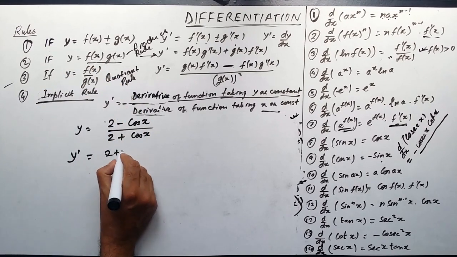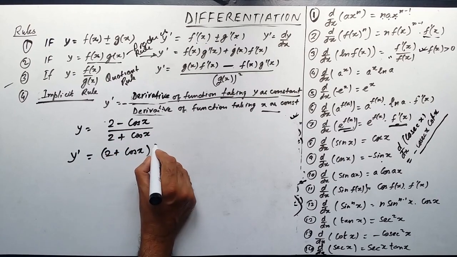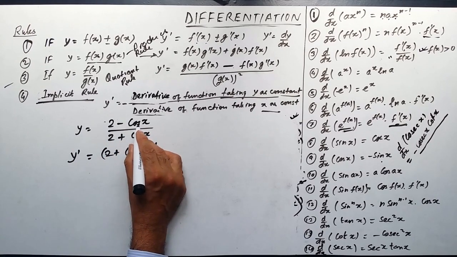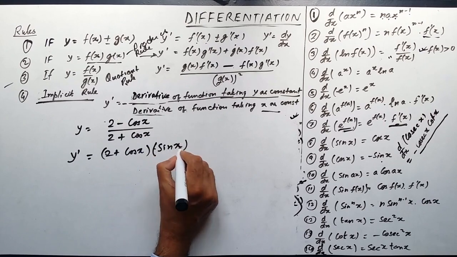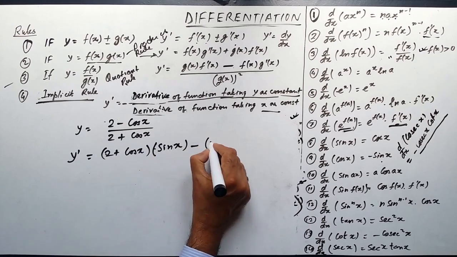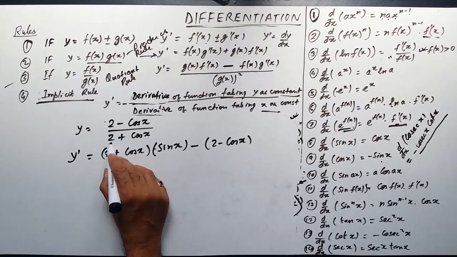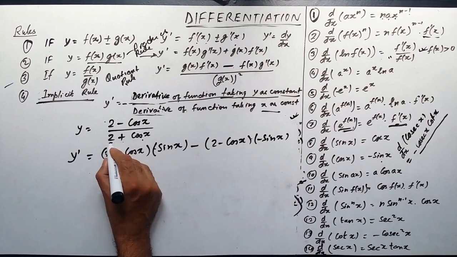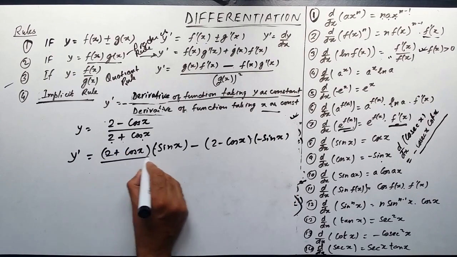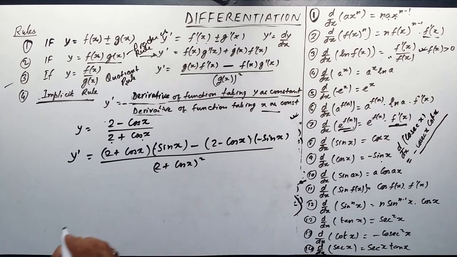So it is 2 plus cosine of x into the differential of the numerator. So this is 0, and we know that the derivative of cosine x is minus sine of x. So minus minus becomes plus. So we are left with sine of x. Now minus, again, we'll leave the numerator as it is, and the differential of 2 plus cos x is minus sine of x, because the differential of 2 is 0, upon 2 plus cosine of x whole squared.